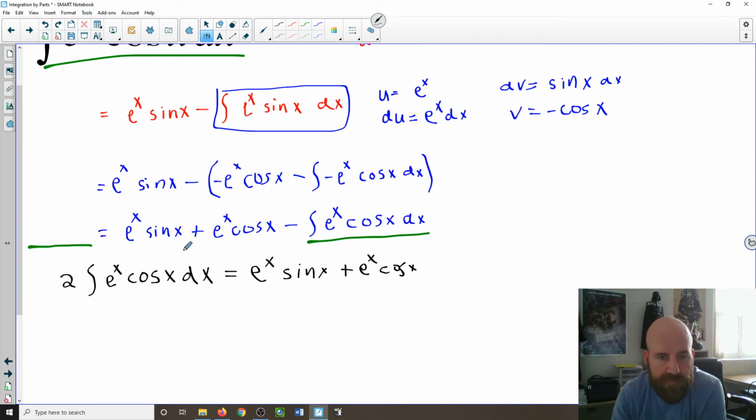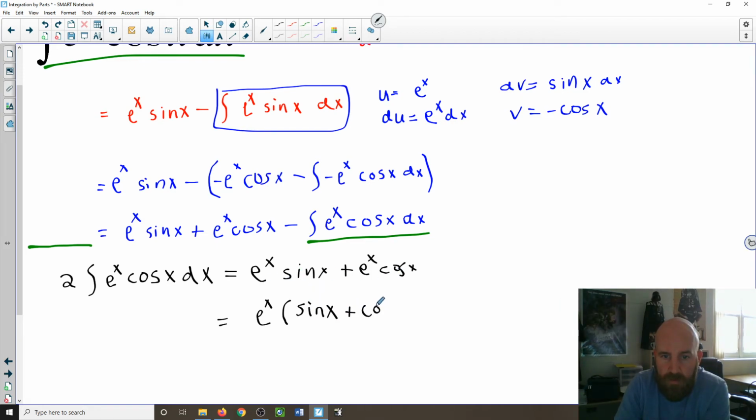You don't have to. But now what we want, so we want to know what the original integral is, so all we have to do is divide both sides by 2, and we end up solving the problem. So we have e to the x. I'm going to go ahead and factor it out, just because we can. You don't have to, though. You can write just the right-hand side of the equation like we had it. So e to the x times sine plus cosine all over 2.